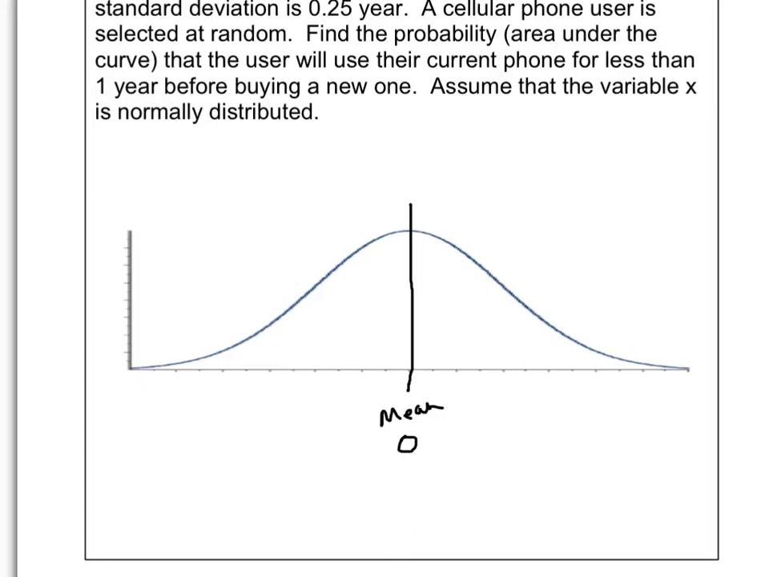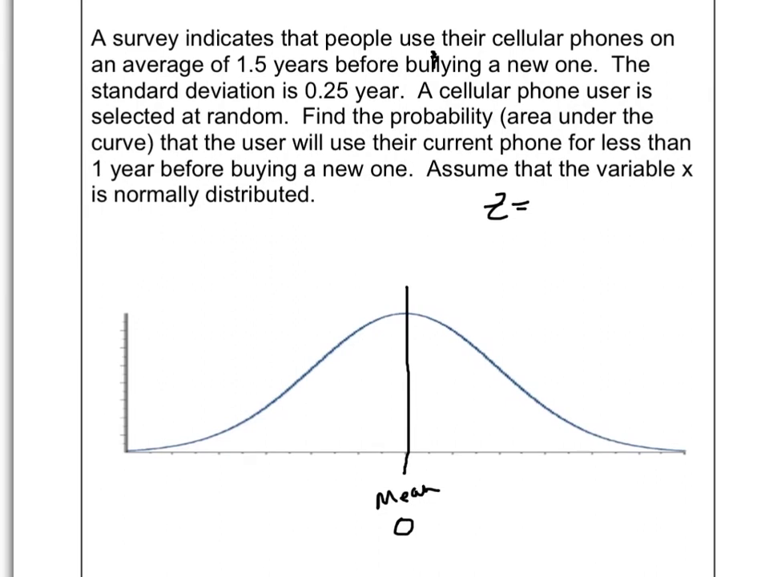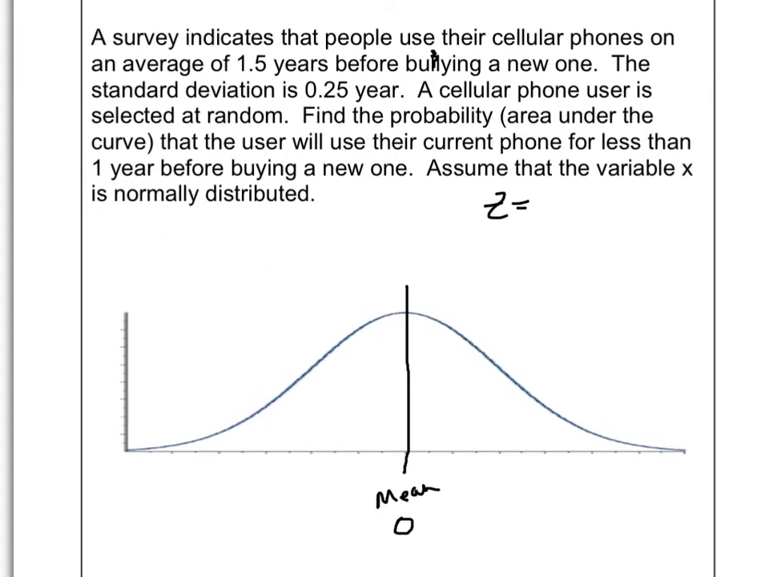Okay? Second thing we got to do is calculate a z-score. As we look at this here, it said on average, so the average or the mean is 1.5. The standard deviation is 0.25. The value I want is less than a year. So I'm going to take 1 minus the average divided by the standard deviation. And the z-score that I want is going to be exactly -2.